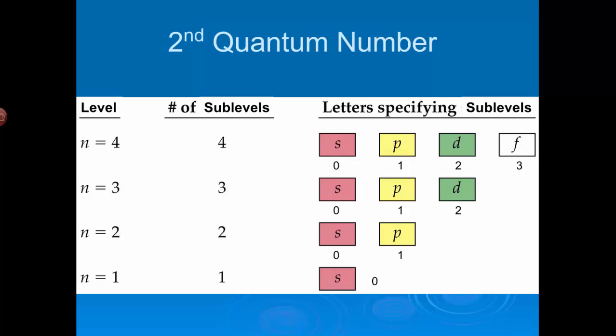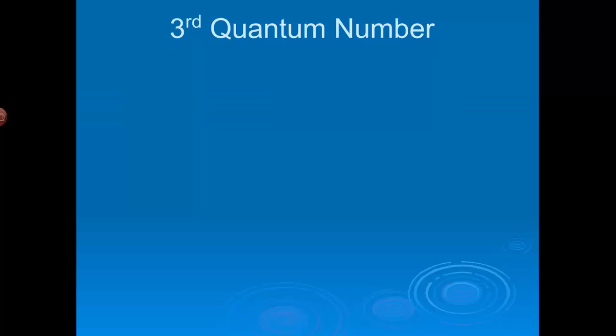Okay, so we have an n value equals 1, 2, 3, or 4. The number of sublevels is equal to the n value. Okay, and then the L values are 0, 1, 2, up to n minus 1. So when you have an L value of 0, it's always an s sublevel. An L value of 1 is always a p sublevel. An L value of 2 is always d, and an L value of 3 is always f, and so on and so forth, but we never really go beyond f anyway.